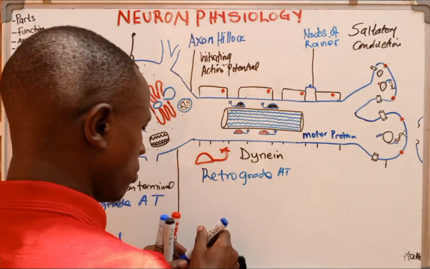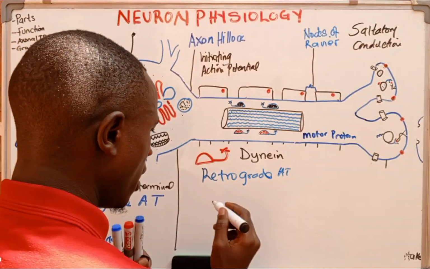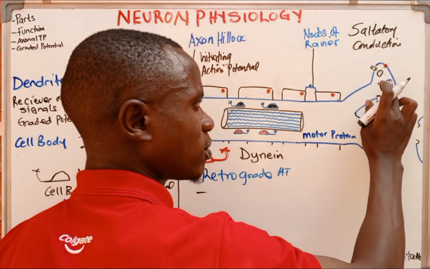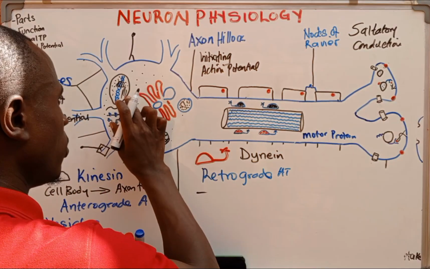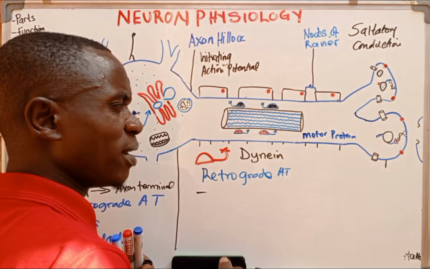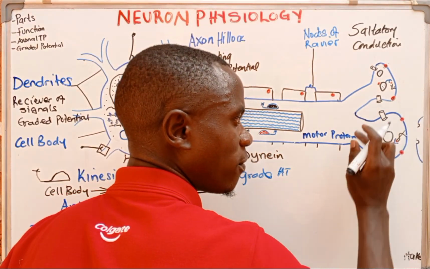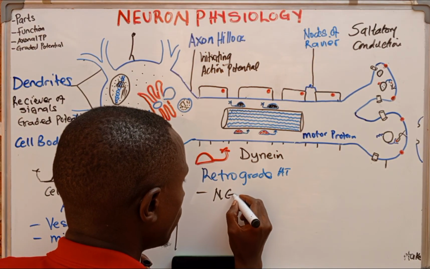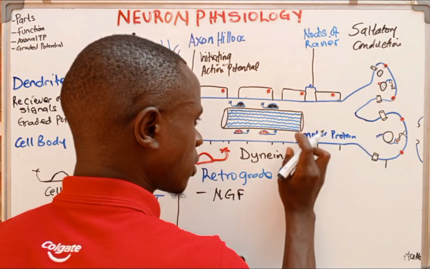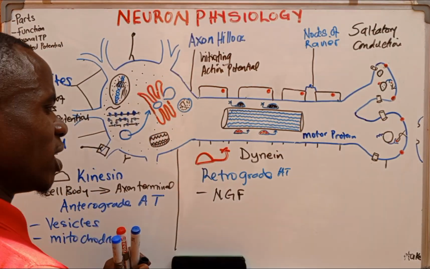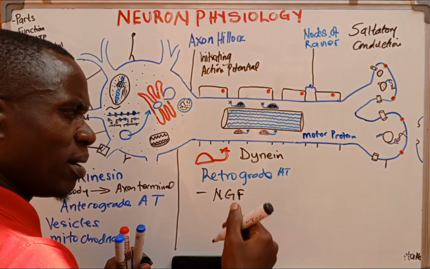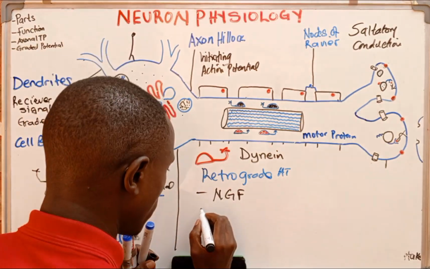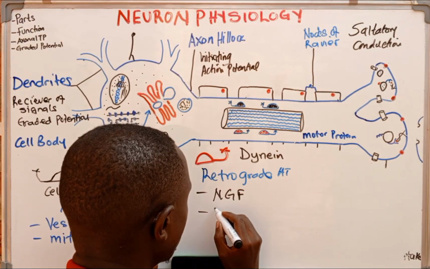Now what are some of those structures that need to be transported from the axon terminal back to the cell body? We have a couple of them. For example, we may have some kind of damage on the axon terminal, and we want to tell the cell body nucleus to generate more membrane proteins to come and do repairs. So we may have neuron growth factors transported by the dynein to the cell body to tell it that we need more membrane protein to come and repair some of these damaged areas. We also have infections.